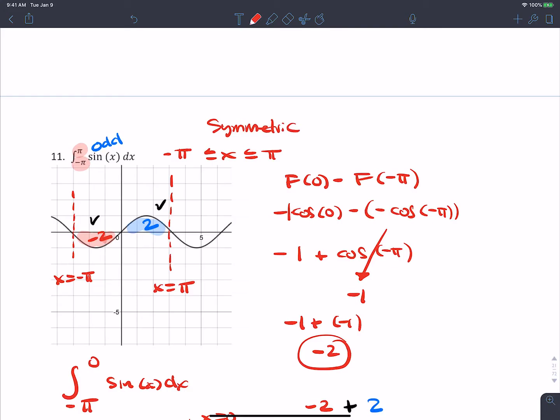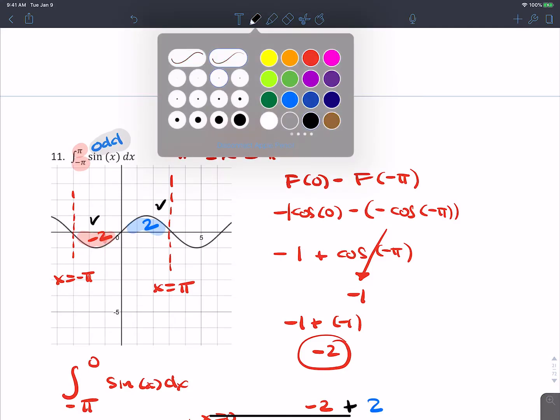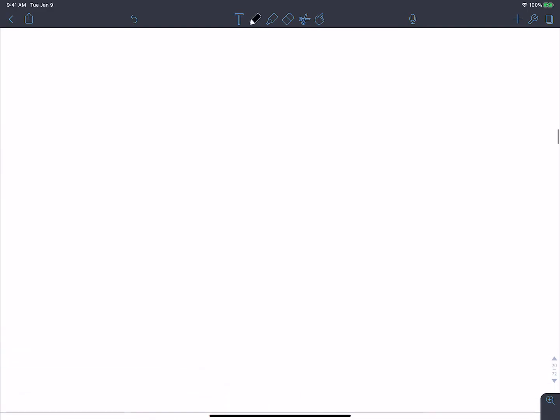Isn't it symmetric? Yeah. We got a symmetric interval with what kind of function? With an odd function. So odd functions are symmetric about the origin. You might say, what does that mean to be symmetric about the origin? It's symmetric about both the x-axis and the y-axis. So let's give you a fact, like you had for the even functions. Let's write this down.